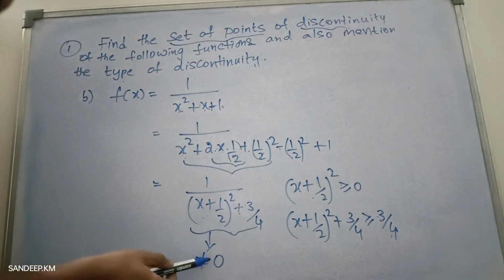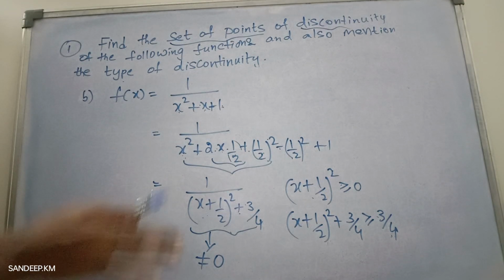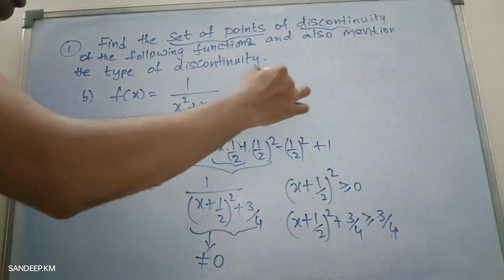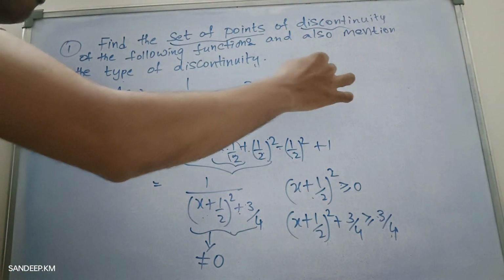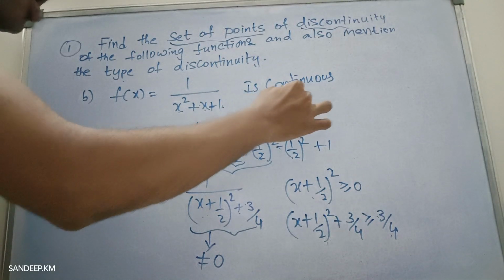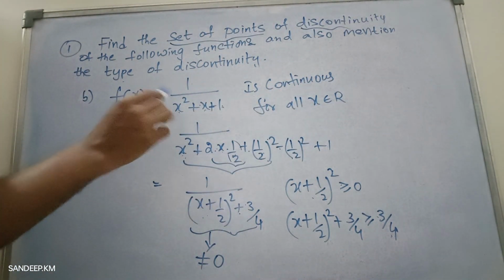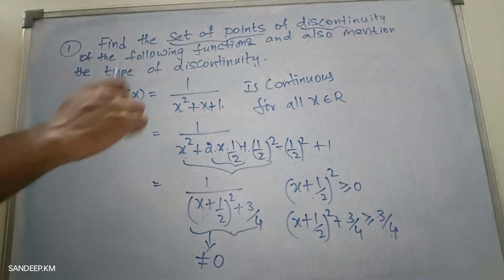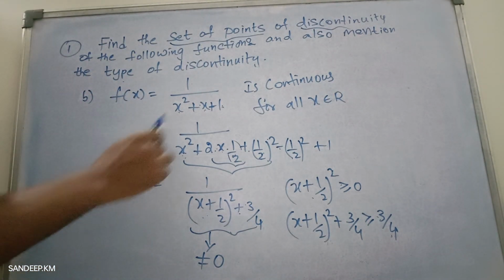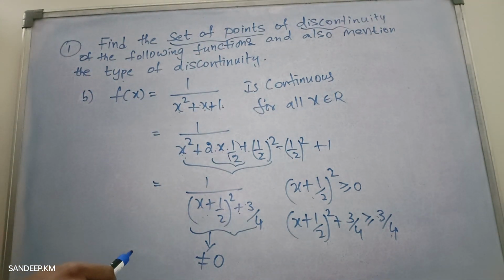Since the denominator cannot be 0, this particular function is continuous for all x belongs to R. At all real numbers, this particular function is continuous. You substitute any value in place of x, the denominator cannot be 0. For that reason, this function is continuous. But is it necessary that I should do all this process?